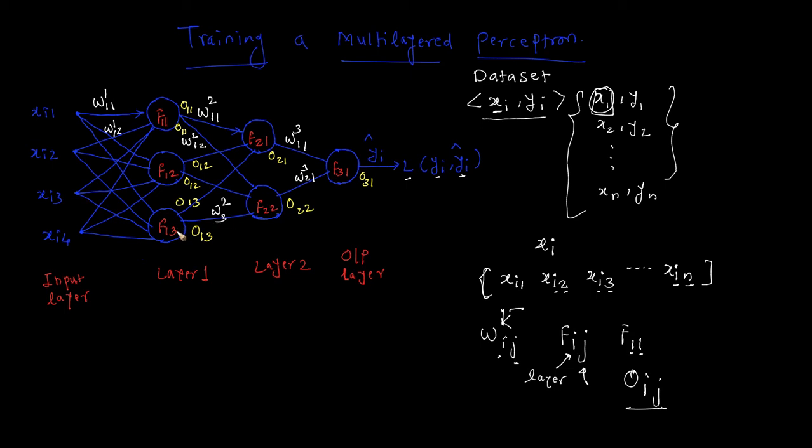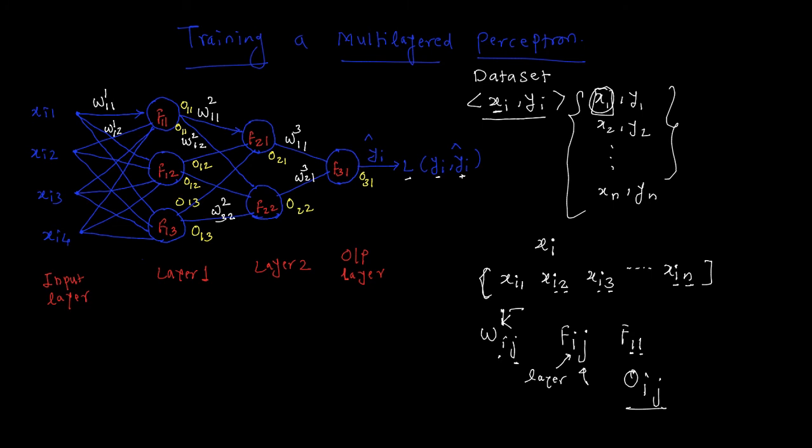It is coming from neuron 3 and it is going into neuron 2. So W3 2 3 2. So training a multi-layer perceptron means finding all of these weights so that we can have as little loss as possible. That means we want these predicted outputs to be very close or exactly equal to the actual output.